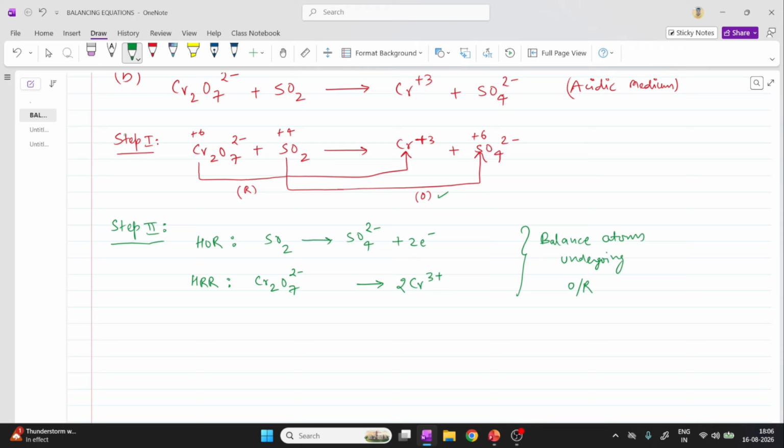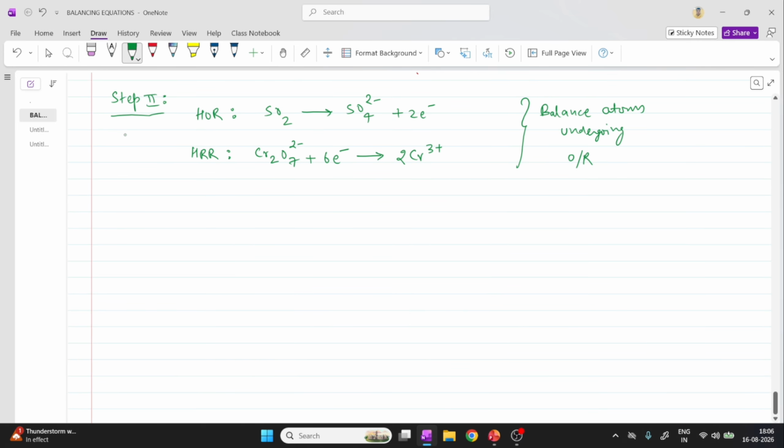Now, what is the oxidation state here? The oxidation state of chromium is +6, and with 2 chromium atoms it is +12. So it is changing from +12 to +6, since 2 times 3 is 6. That means it should be accompanied by acceptance of 6 electrons. This is an important step. If you have any confusion, go back 10-20 seconds and listen again. Fine, so this is the second step.